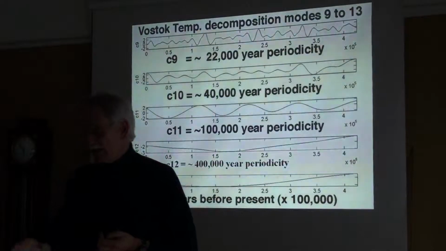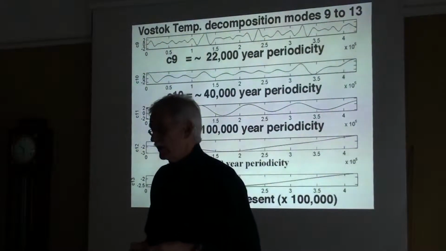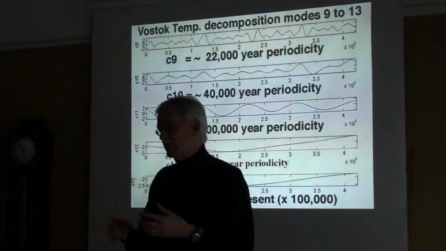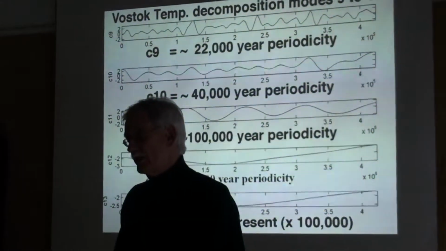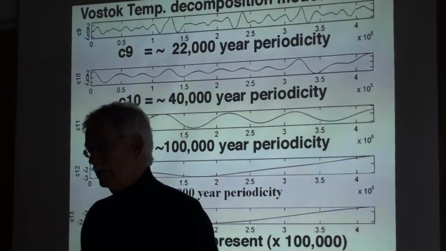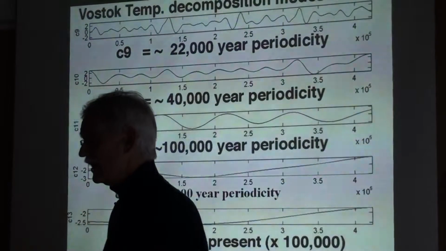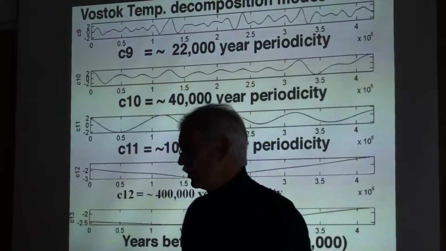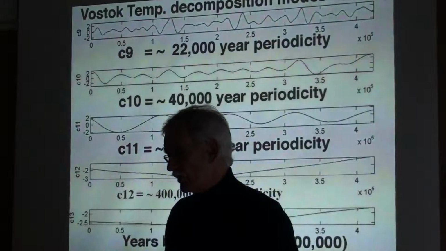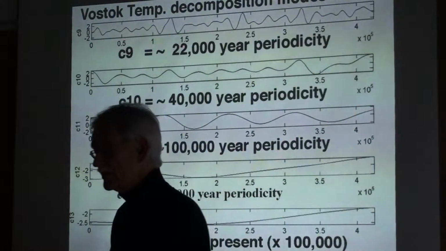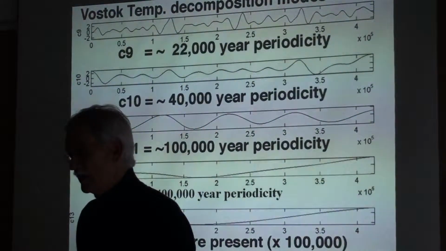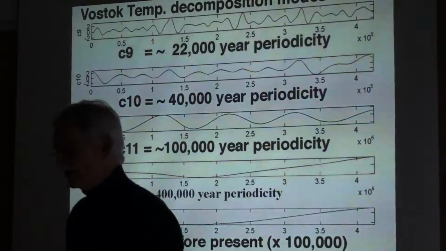So now we're looking at some of the components of this decomposition which have longer periodicities. So for example, what I've labeled as C9 has about a 21 or 22 or 23,000 year periodicity, C10 about 40,000 years, and C11 about 100,000 years.